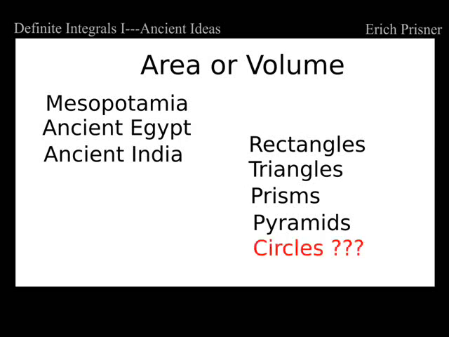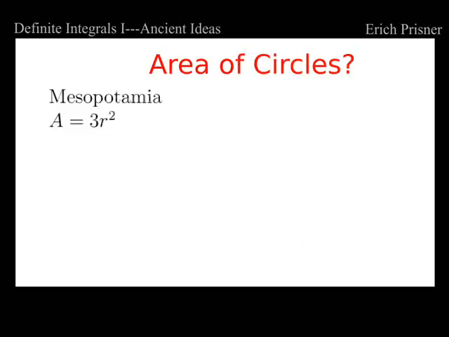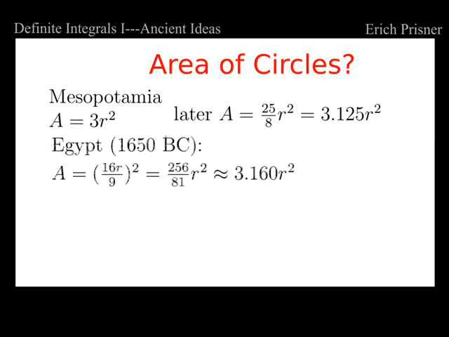The question of the area of a circle of radius r was also rather important, and every early civilization did approach the question. However, the answers given were good, but certainly improvable. In Mesopotamia, the formula used was A = 3r², later improved to A = 25/8 r², which is about 3.125r². And Egypt used already around 1650 BC the formula A = (16r/9)², which is about 256/81 r², which is about 3.160r², relatively close to the formula we use today.